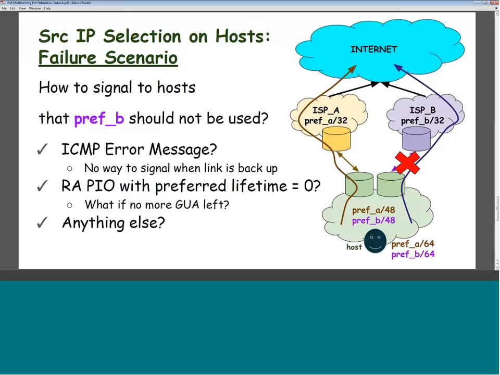And the next question is what happens if it's the last available prefix for a host? What happens if both links on this picture went down? Should the host stop using all address space? It means it leaves the host with a link-local address only. It might be that internal infrastructure is still available, right? For example, there might be some local network with local servers which still might be reachable. So it's a kind of tricky situation which needs to be addressed.